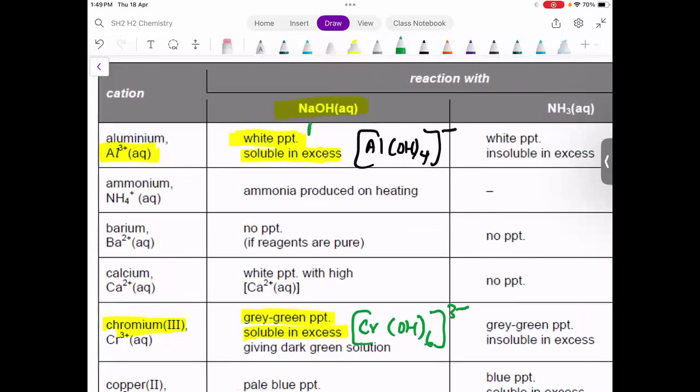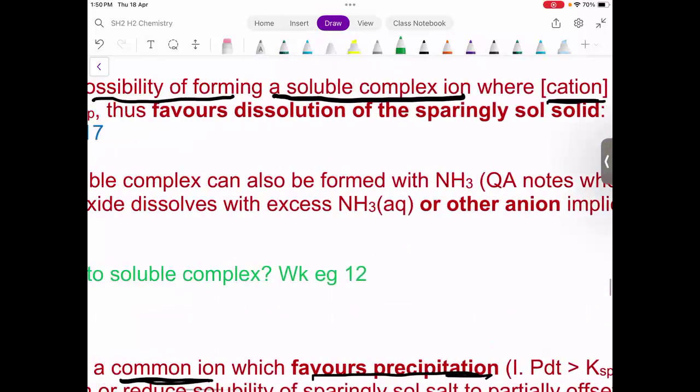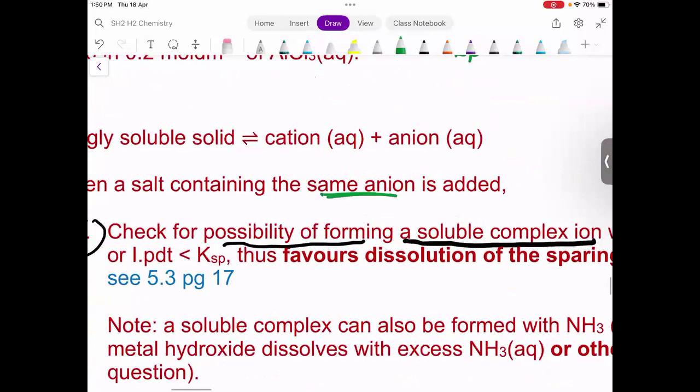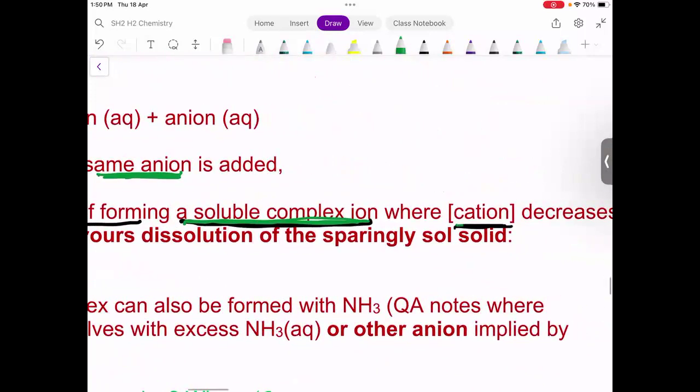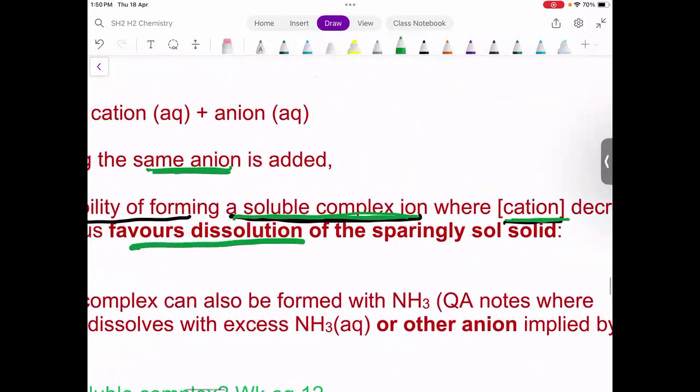Being a metal hydroxide, this OH minus here is the common ion. When this ion is given in excess, it can cause a soluble complex to be formed, which enhances the solubility of your PPT. So these are the three. This is the example whereby you add excess of the same anion, which results in the formation of a soluble complex ion, and the formation of which causes the cation concentration to decrease. As a result, it will favor dissolution.